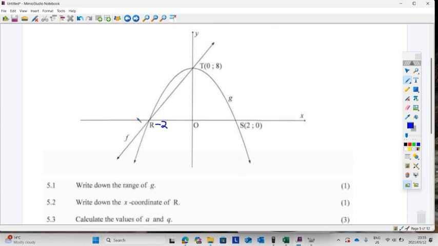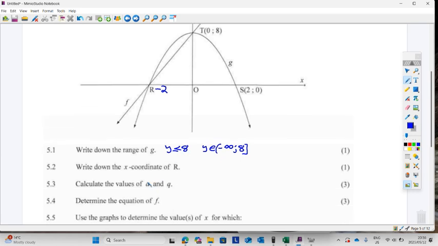Let's look at the questions and see what we can do there. Write down the range of G. This is your G. Your range is the Y values, starting from 8 going down to infinity. We write it as y is less than or equal to 8 because it is starting with 8 and 8 is included there. You could also write it as y is an element of negative infinity to 8 with a square bracket. The equal sign is saying 8 is included. The square bracket is also saying 8 is included.